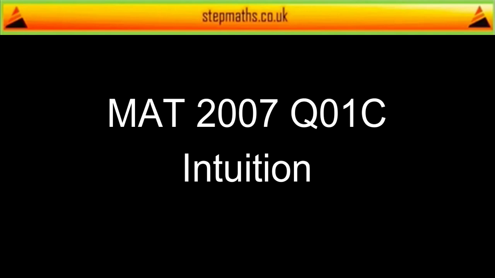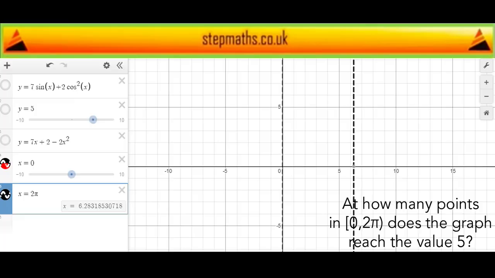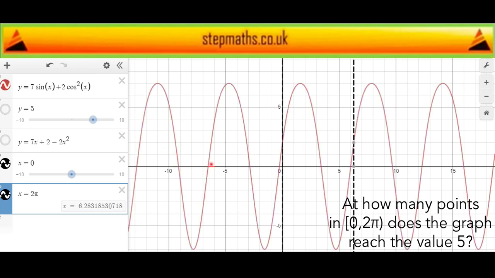This is the intuition video for question 1C from the 2007 MAT paper. In this question we're given a region to work in, 0 to 2 pi, and we're given this expression, 7 sine x plus 2 cos squared x, the red curve here, and we're asked for the number of times in this region that this expression is equal to 5.